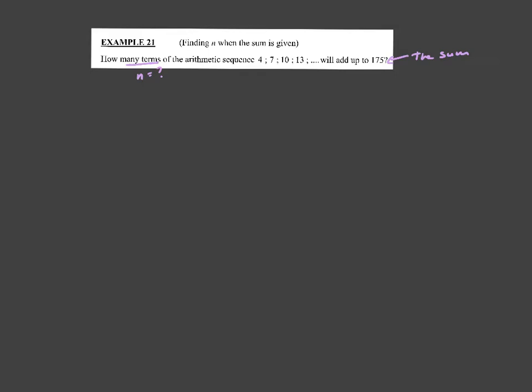In other words, we know that a in this case is 4, the first term is 4. We know the difference is equal to 3: 7 minus 4 is 3, 10 minus 7 is 3. We don't know what n is. We know what Sn is equal to. The sum of a certain number of terms is equal to 175. We just now need to find what n is. Okay, that doesn't seem too bad.